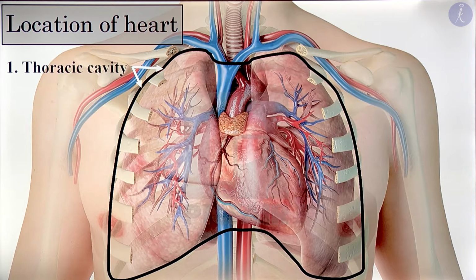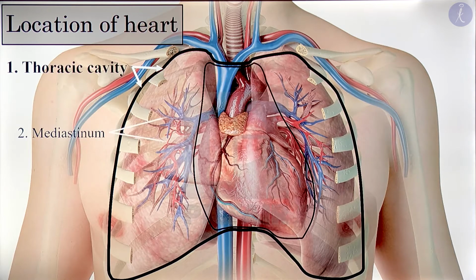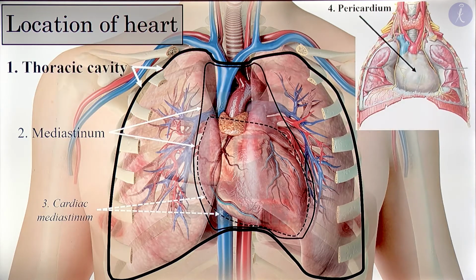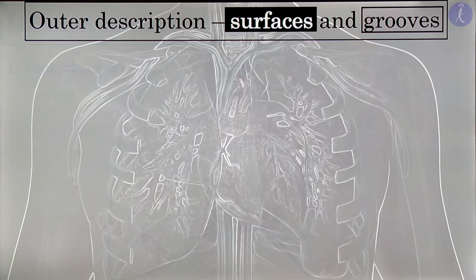The heart is located in the thoracic cavity. Within the thoracic cavity, it takes place in the central part of that, what we call mediastinum, and the lower part of mediastinum, where the heart is located, is called cardiac mediastinum. The heart, by the way, is covered by the pericardium. The pericardium is one of the three large serous membranes of the human body. Beside that, we have the pleura, which covers the lungs, and also the peritoneum, which covers the abdominal organs.